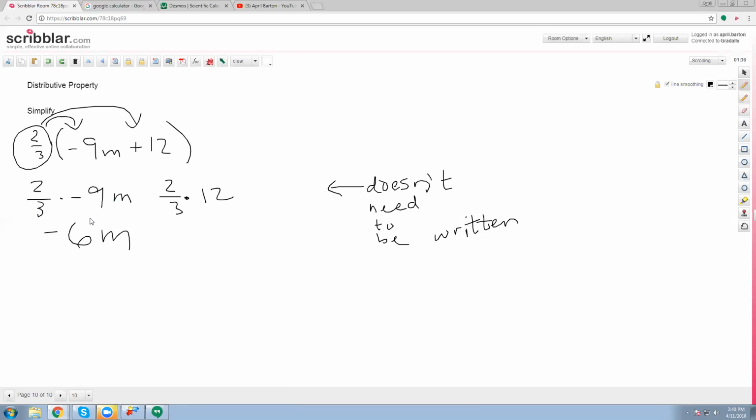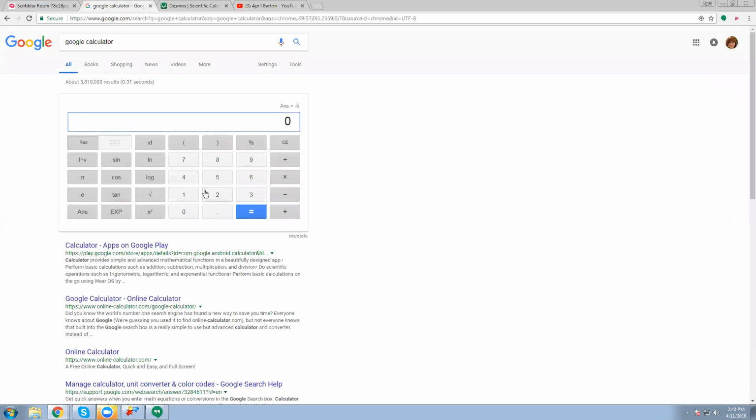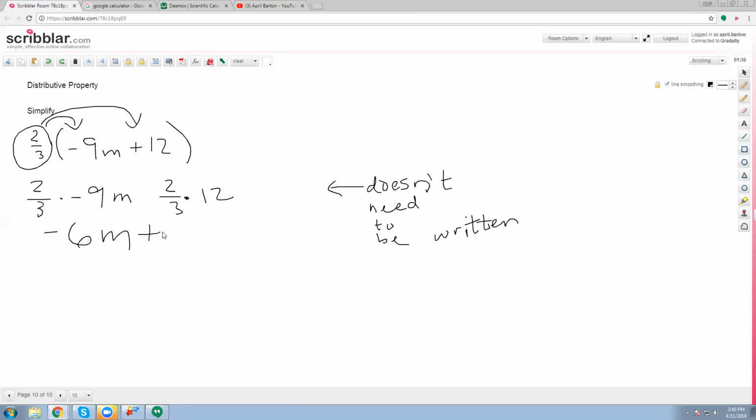So 2/3 times the -9 gave you the -6, and 2/3 times 12. So again, 2/3 you type in as 2 divided by 3 times the 12 is +8. Since it comes after the -6m, we put a plus sign here. So -6m plus 8.